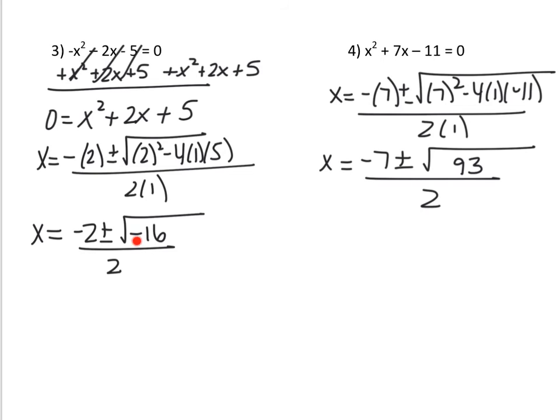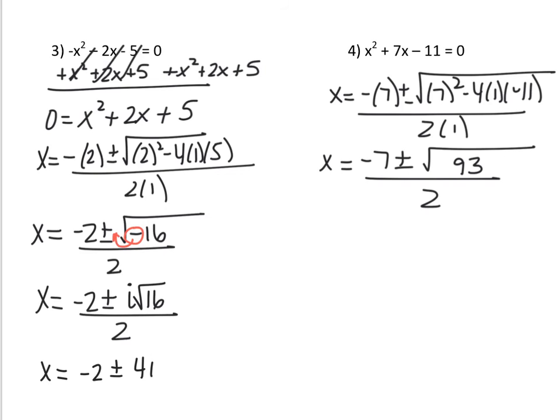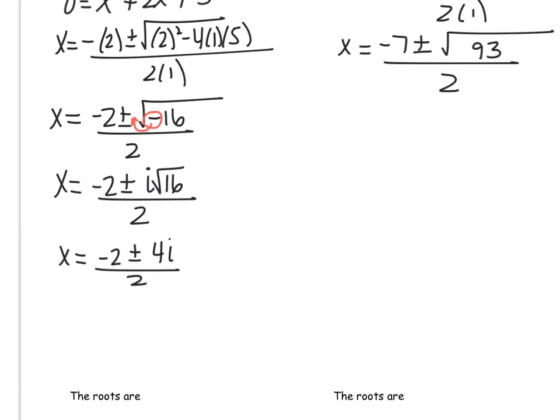Okay, so now I want to talk about this. There's a negative under that radical, so we have to break this up. So first thing we want to do is take out the i. So this should be x equals negative 2 plus or minus i rad 16 over 2. Now the square root of 16 you should be telling me is 4. So this could be x equals negative 2 plus or minus 4i over 2. And I can actually divide this by 2 and this by 2. So I can get x equals negative 1 plus or minus 2i.